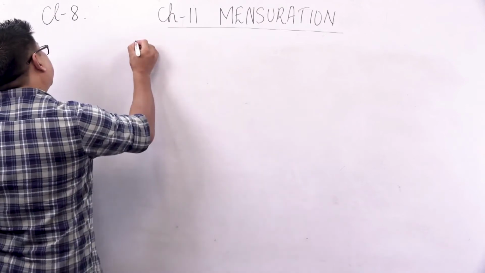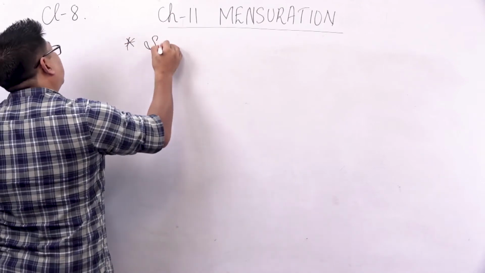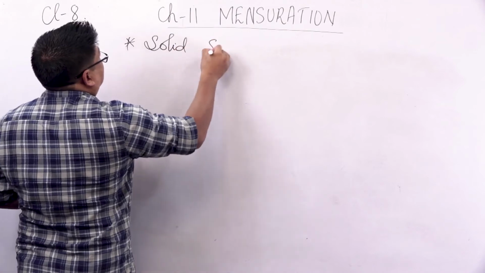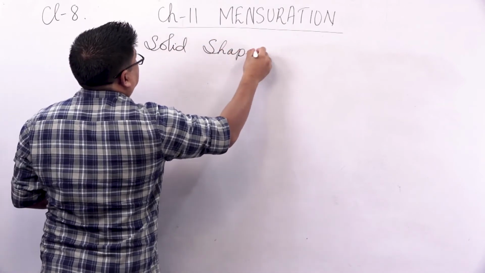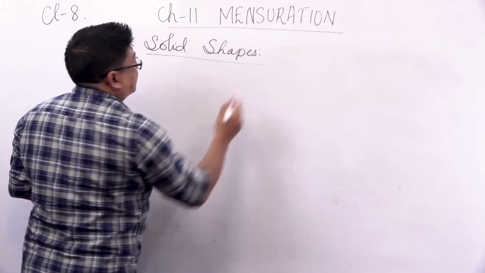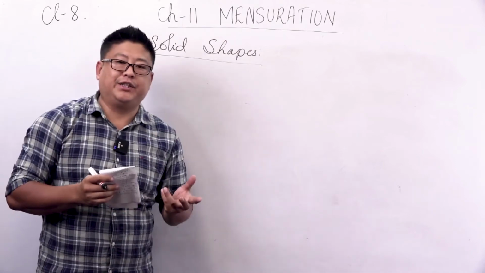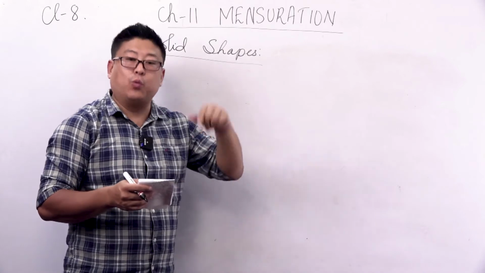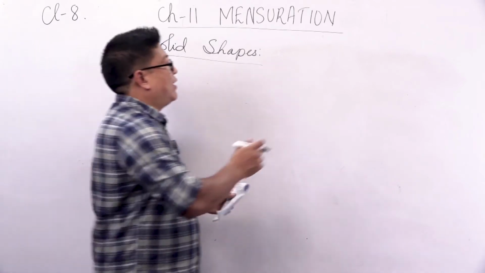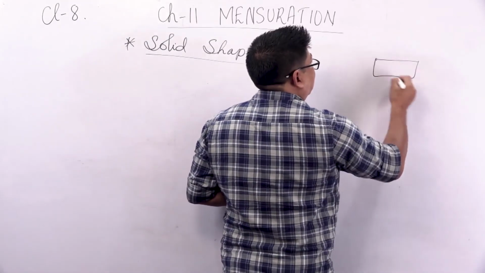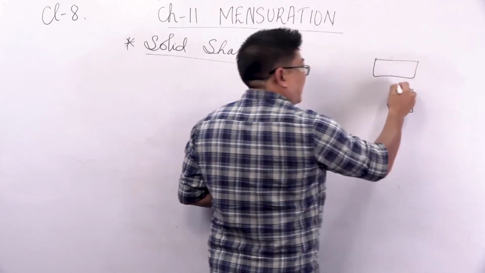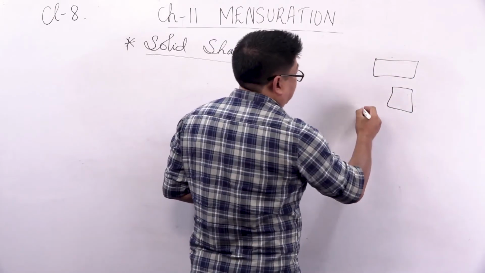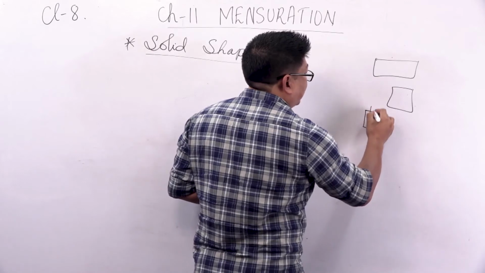The first thing we have to learn about is solid shapes. So solid shapes are nothing but 3D shapes. 3D means they will have length, height, width. Okay. What we have learned so far is drawings like this, right? Only length, breadth, side, right? But we're going to learn about 3D shapes.